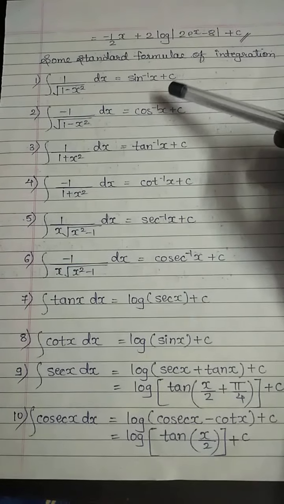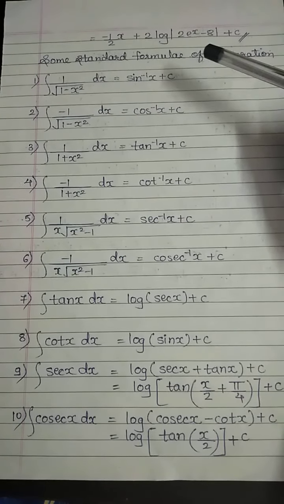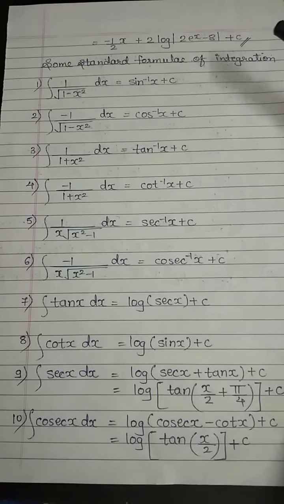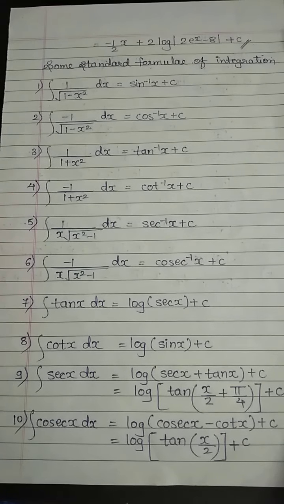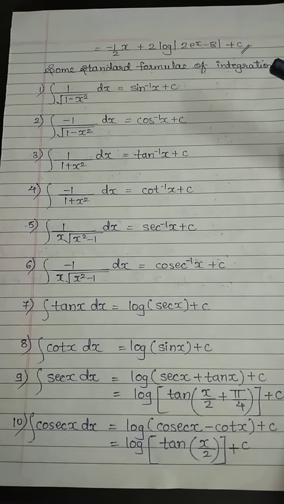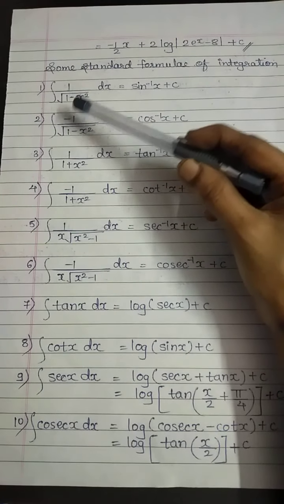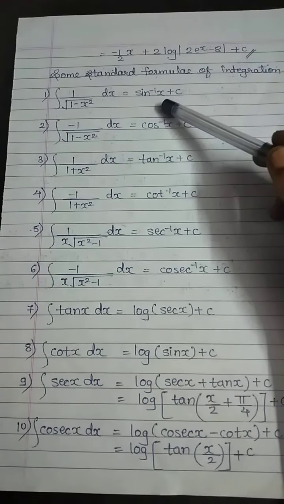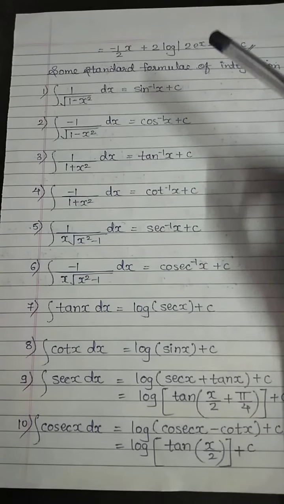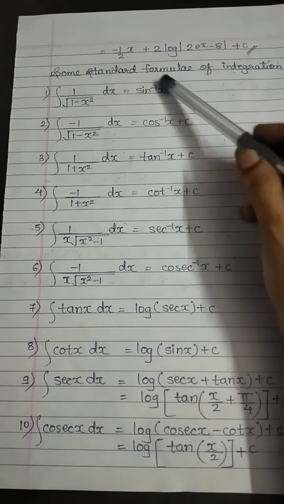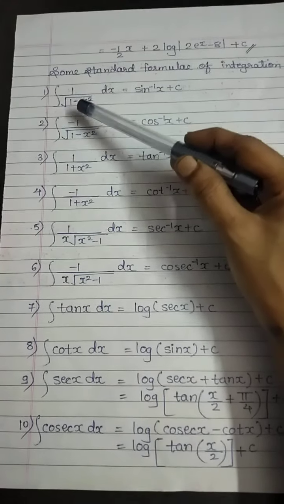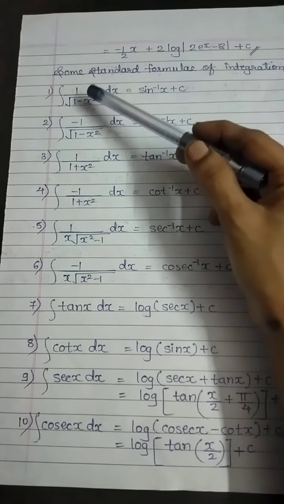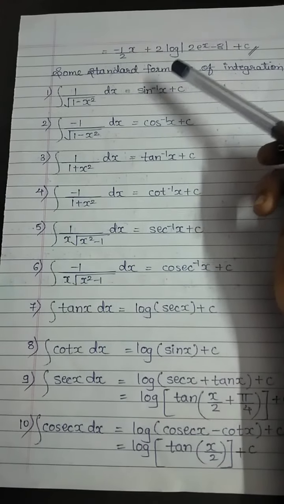Now before we start with the next type, first we will learn some standard formulas. As we know, the derivative of any term, whichever answer we get, if we integrate that answer, then we will get the original question back. So integration of 1 upon root of 1 minus x square dx is equal to sine inverse of x plus c. As we know that the derivative of sine inverse of x is 1 upon under root 1 minus x square. Therefore, the integration of this term will be sine inverse of x.